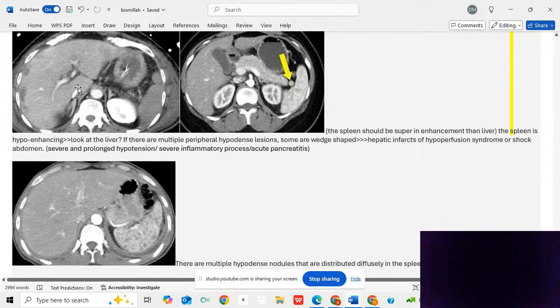Okay, the slit-like IVC. Okay, don't miss this sign. And there's another sign, persistent enhancement of the kidney. Persistent enhancement of the kidney is another sign. The kidney enhancement is persistent even in the delayed phase after 10 minutes. Okay.